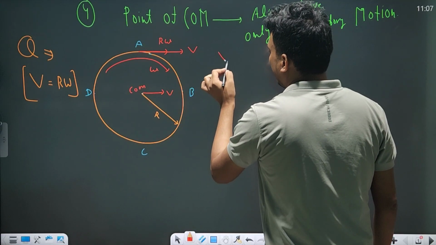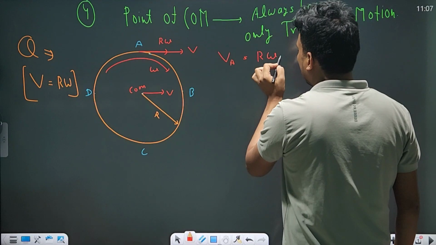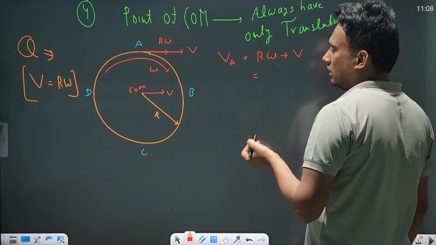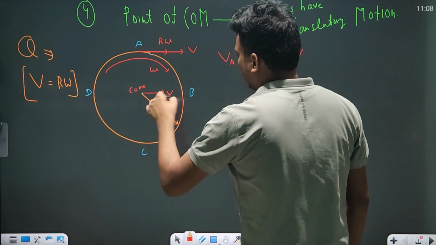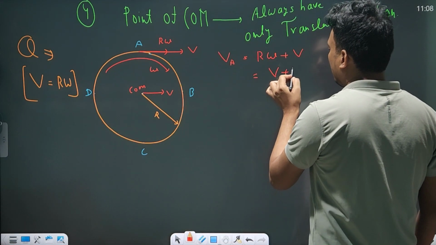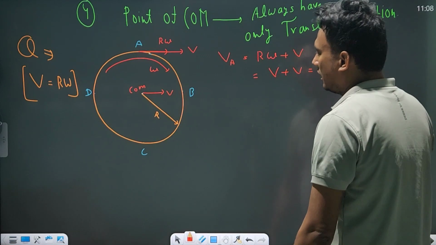So what is the net speed at point A? Net speed at point A is equal to r omega plus v. And because pure rolling is applicable in this condition, r omega we can write equal to v. So net speed is equal to v plus v, and it will be equal to 2v.